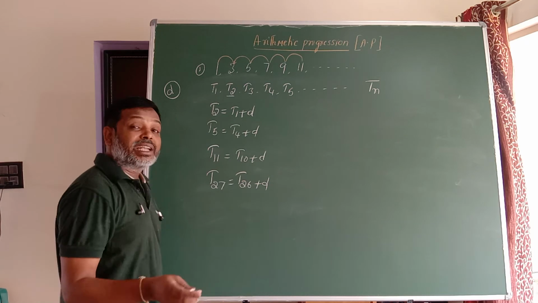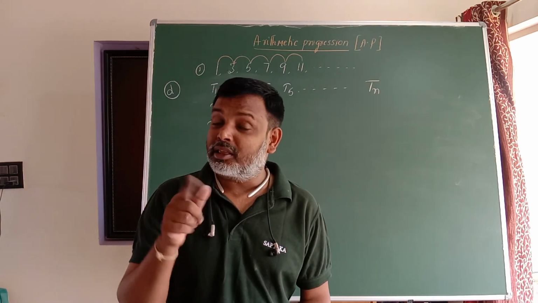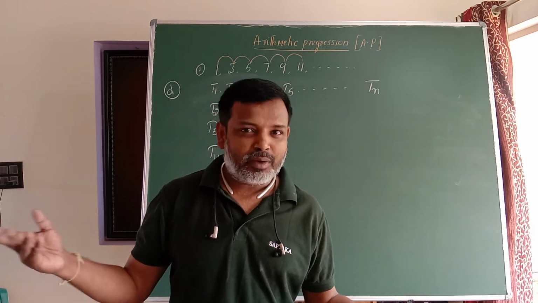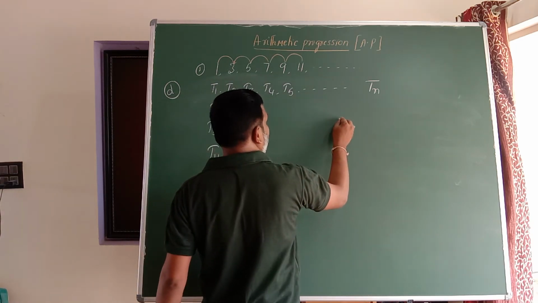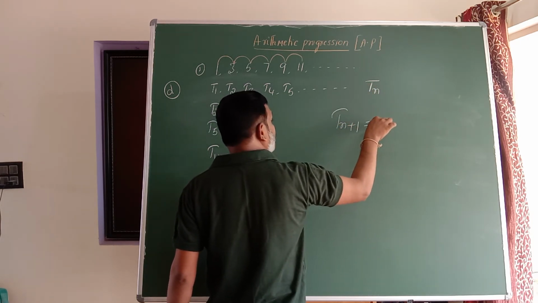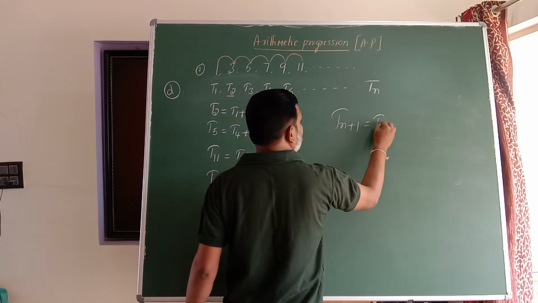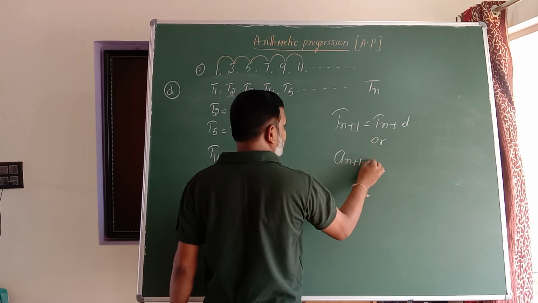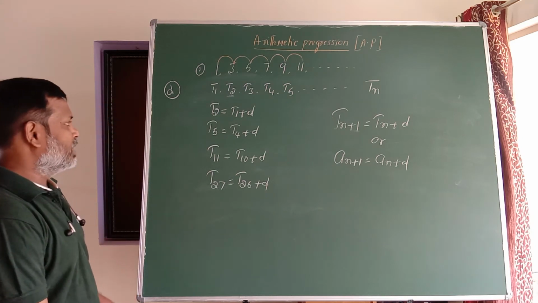That means to get any required term of an arithmetic progression, add the common difference to the previous term, then you will get the required term. In general, I can say that to get the (n+1)th term, add the common difference to the previous term. For Tn plus 1, what is the previous term? Tn, just add d. This is also simply taken as An plus 1 is equal to An plus d. That's my point.